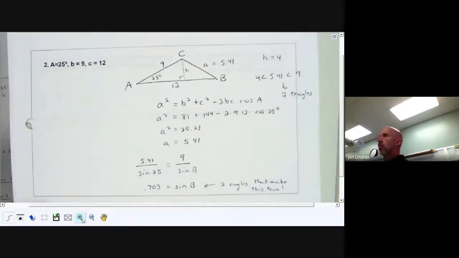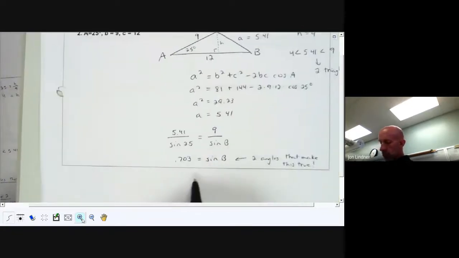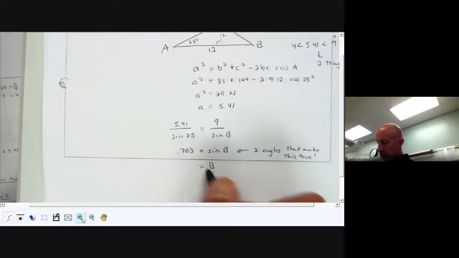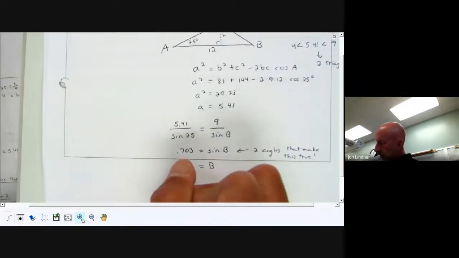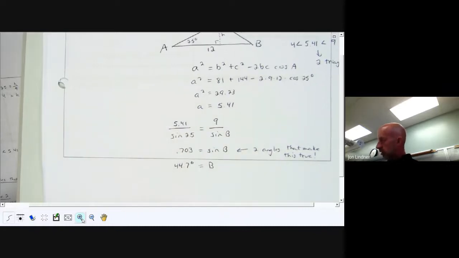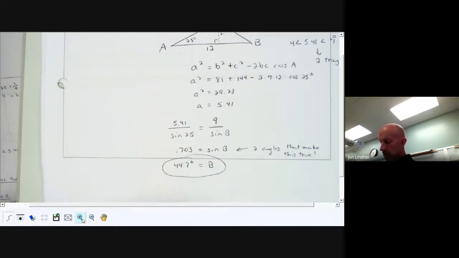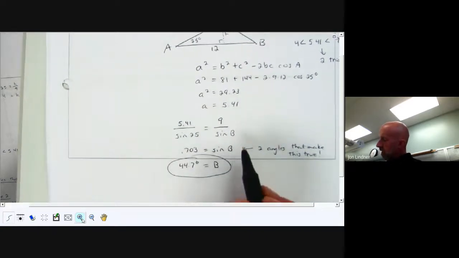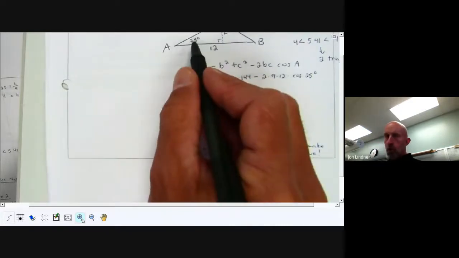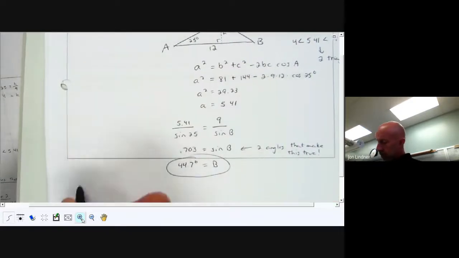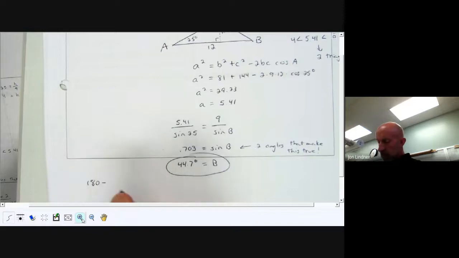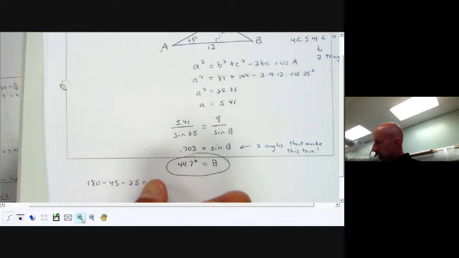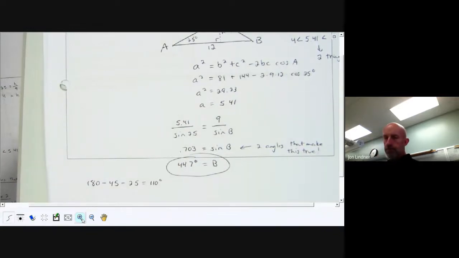We don't have to do all that work again. Let's move forward here. If I find out that angle B is 44.7 degrees, I just did inverse sine in the calculator, 44.7 degrees, all right? And remember, we now have two angles. I've got 25 and I've got 44.7. If I do 180 minus that 45-degree angle minus 25, I get 110 degrees.